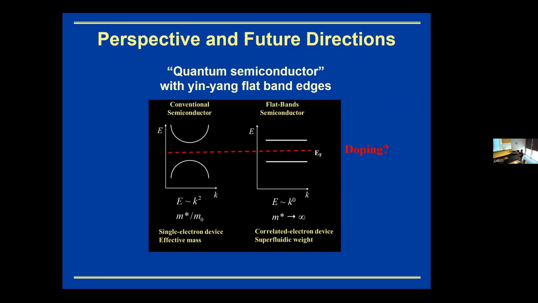And currently, for example, we're studying how you dope this. If you dope a quantum semiconductor, what happens by impurity? That means the flat band will be partially occupied. There's the spontaneous instability of quantum phase transition.